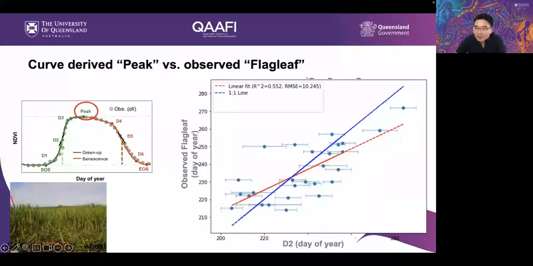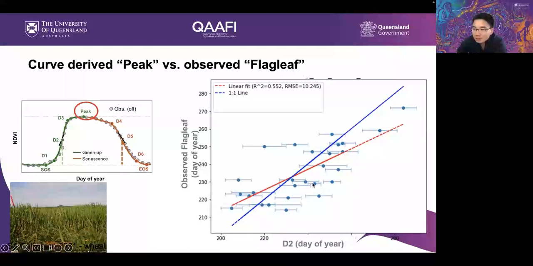And this slide presents a correlation analysis between the peak phase detected from our NDVI curve and the observed flag leaf stage. The peak phase for crops is a critical point for crop growth, which is indicating the maximum vegetative development before the reproductive stage begins. And the scatter plot here reveals a positive linear relationship between the timing of the NDVI peak and the observation of the flag leaf stage.